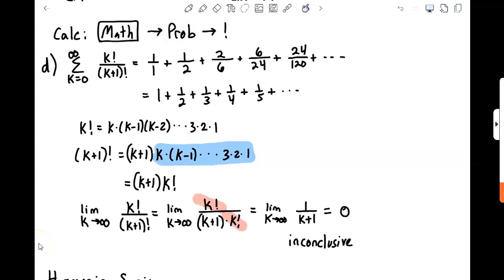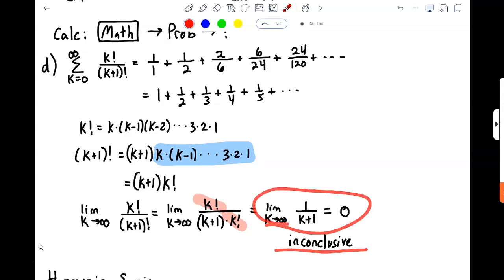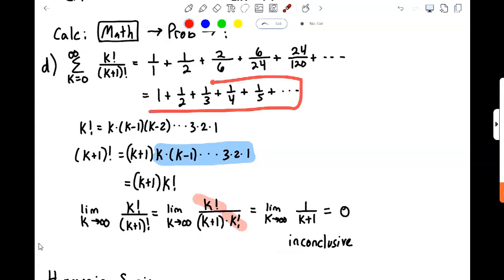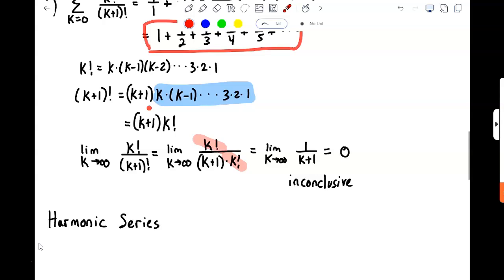All right, welcome back. So last time we examined this sequence, which we found out the limit of the underlying terms goes to zero. So by the divergence test, it was inconclusive. And when we were writing this out, we came across this sequence right here: 1 plus 1/2 plus 1/3 plus 1/4 plus 1/5, and so on and so on.